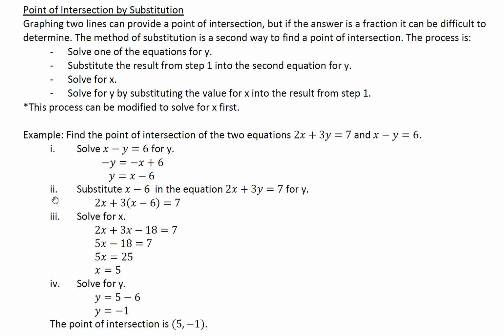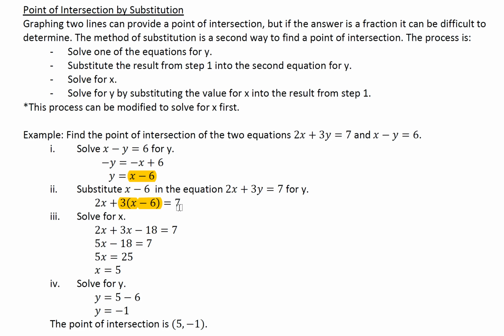In step 2, I take that answer, y equals x minus 6, and I take that x minus 6 and substitute it into the other original equation where the letter y is. So we're going to keep the 2x plus 3, but where the y is, I'm now going to put x minus 6. Let me highlight that. And the equation had equaled 7, so I have equals 7.